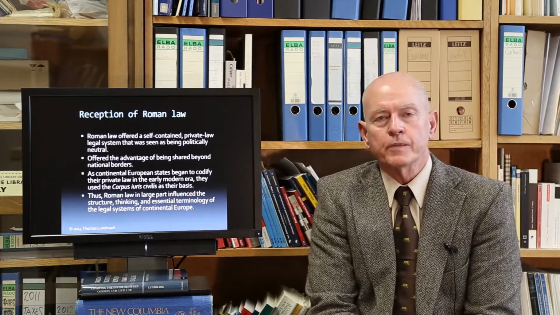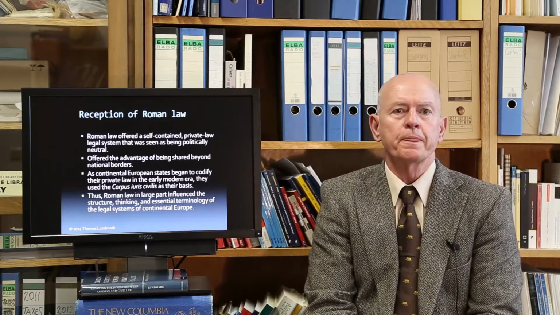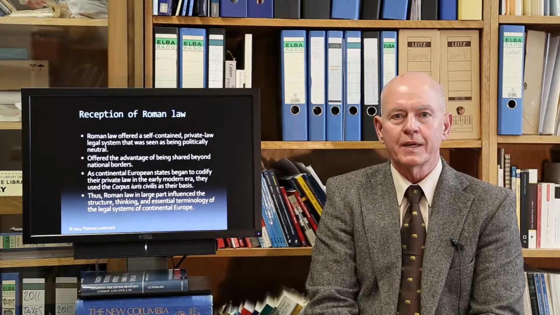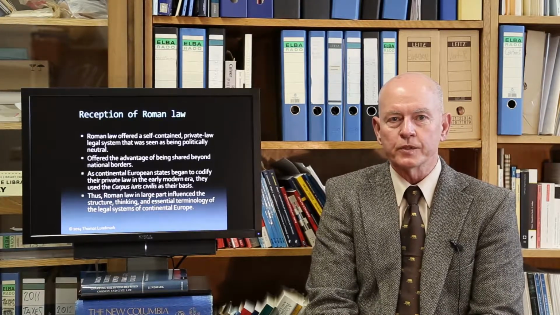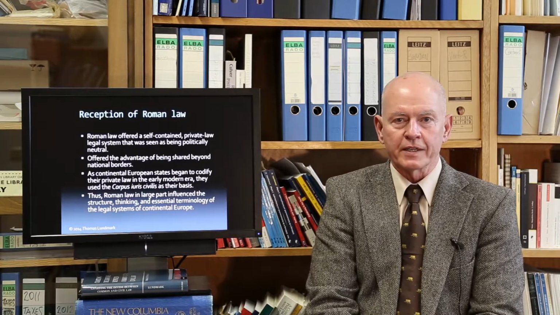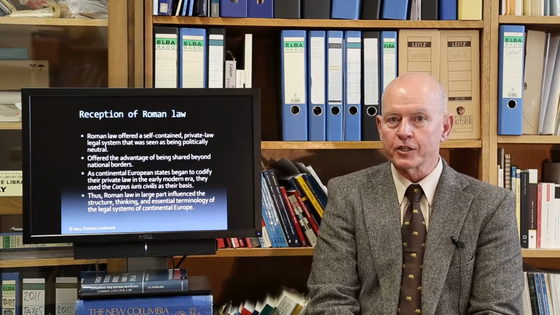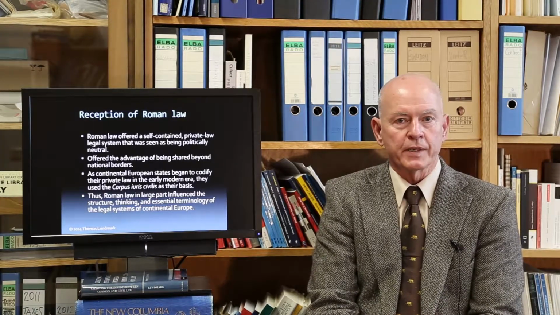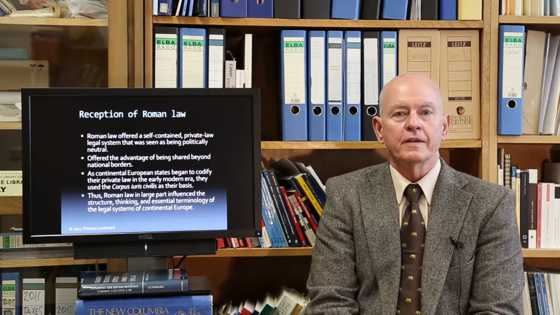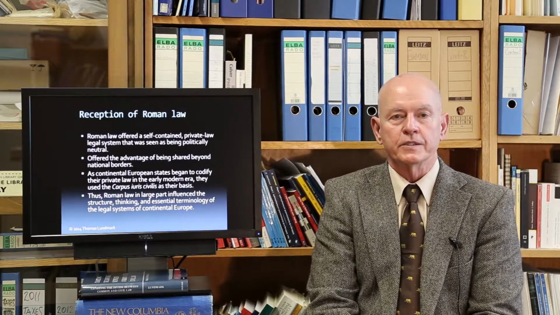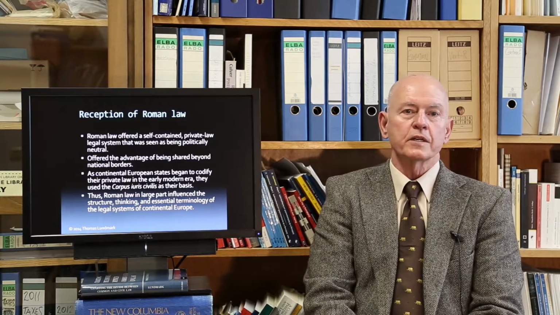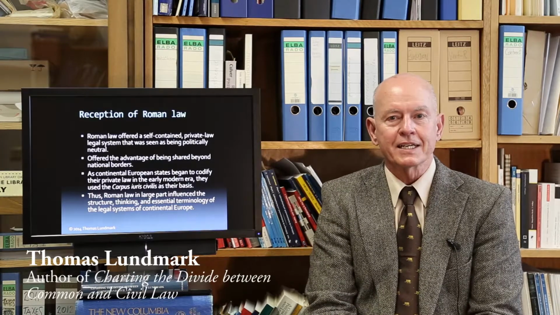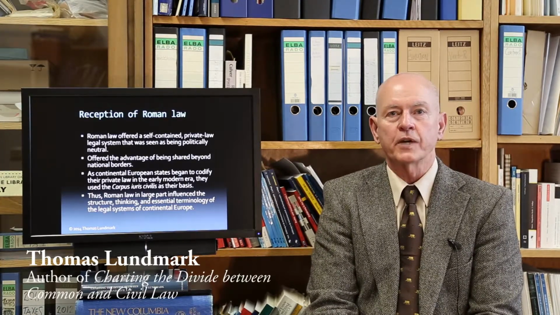Why did much of continental Europe receive Roman law? Roman law offered a self-contained private law legal system that was seen as being politically neutral. It also offered the advantage of being shared beyond national borders. Later, as continental European states began to codify their private law, they used the Corpus Juris Civilis as their basis. Thus, Roman law in large part influenced the structure, thinking, and essential terminology of the legal systems of continental Europe.